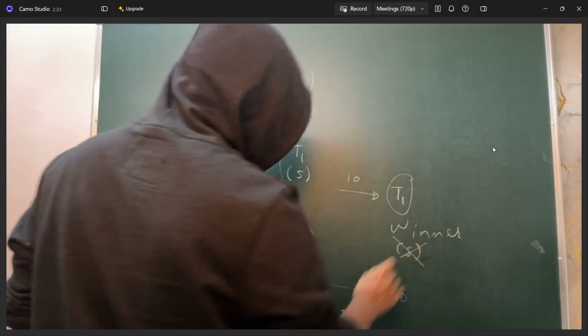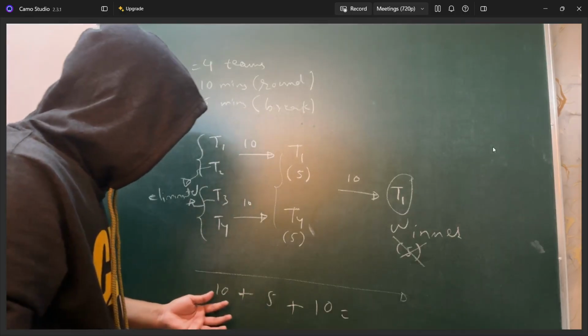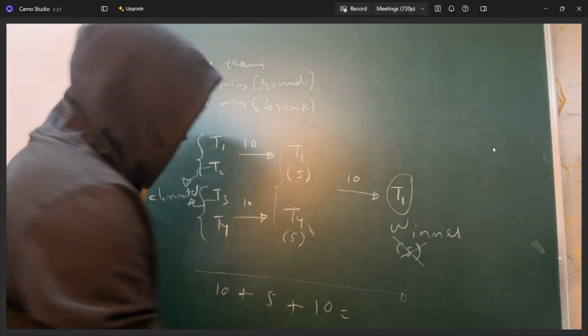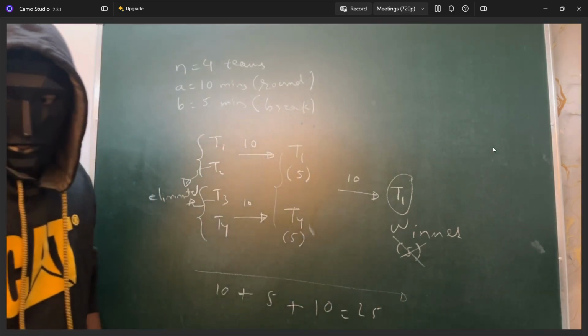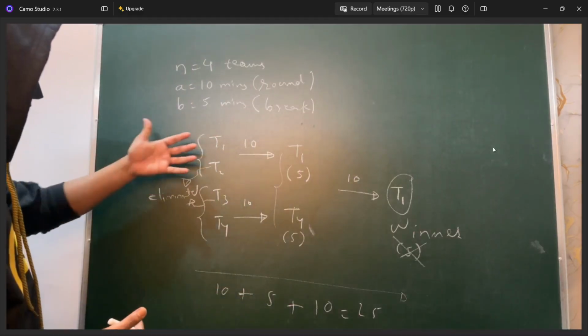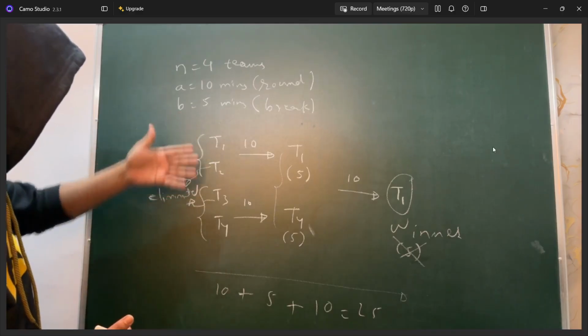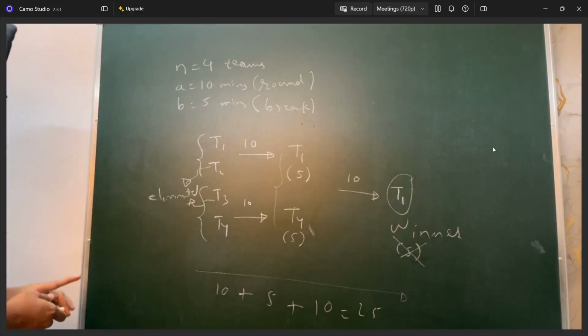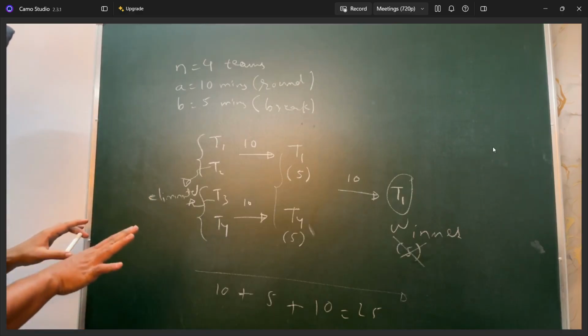He'll not be taking it. So whatever time the event has got, it's 10 plus 5 plus 10, which is 25. So 25 minutes will be required for the event organizer to go from n teams to make one team the winner. So this is the problem statement. I think you guys got to know how to deal with this.